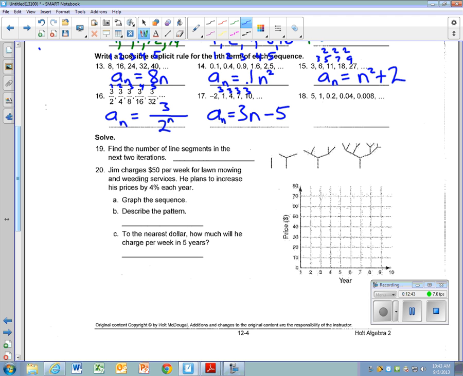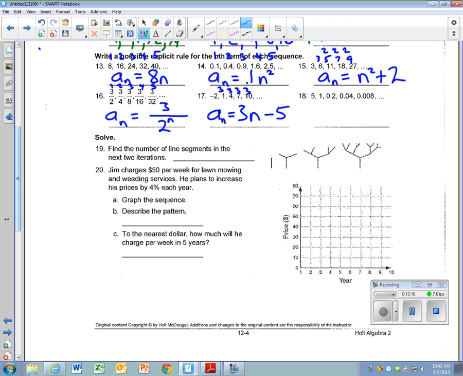3 times 2 is 6, minus 5 is 1, works for the second one. Let's try next: 3 times 3 is 9, minus 5 is 4, and so that continues to work for them all. So I knew the 3n because my difference was 3. And you guys, I will show you ways to figure these out mechanically tomorrow. I just want you to try to guess at a few.